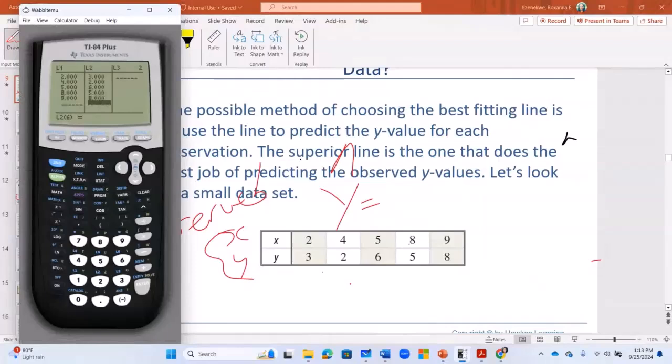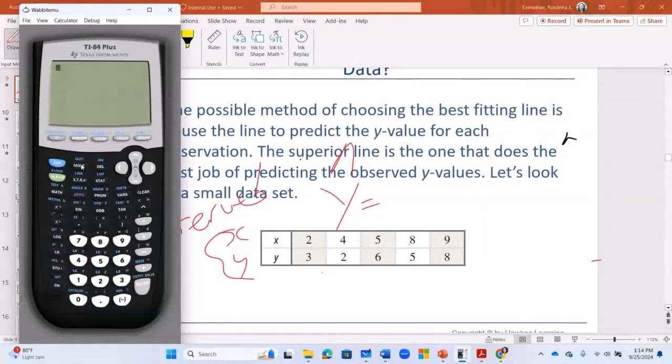I think they're all on the horizontal line. I already turned my mode to 3 decimal places. So let me go back to mode. My mode is in 3 decimal places. I like my mode to be in 3 decimal places when I'm doing linear regression. Then I'm going to second quit.